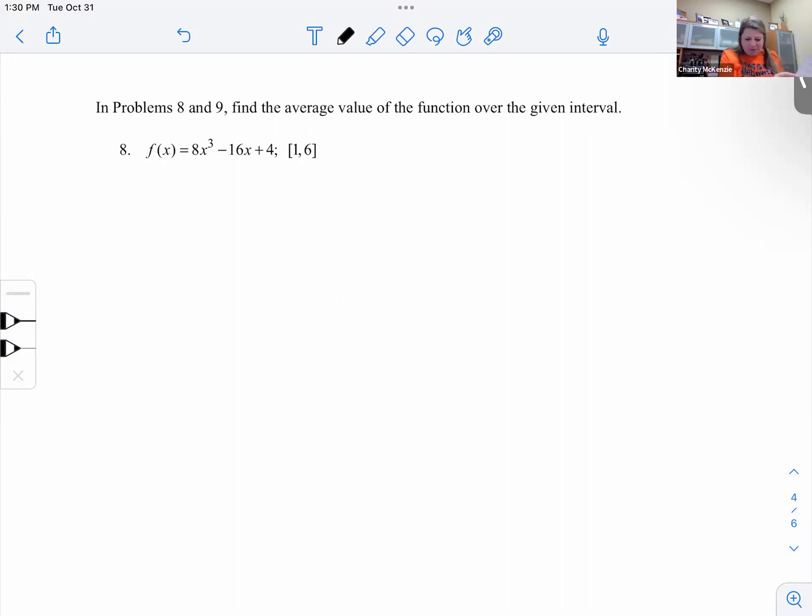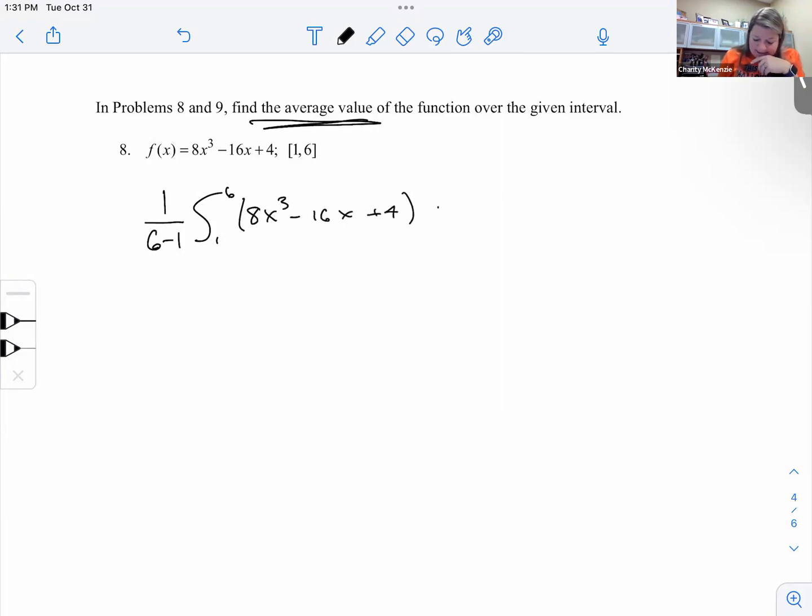So this one says we're going to go from 1 to 6 of this function. So it doesn't quite give us the integral, but we can write our own integral. So this one has the word average up here. Average. So that means we need 1 over highest to the lowest. So 6 minus 1, just what you're counting by, right? You need to average by each individual one, which happens to be 5 different things. And then our integral will go from that 1 to 6 of this function, 8x to the third minus 16x plus 4 dx.